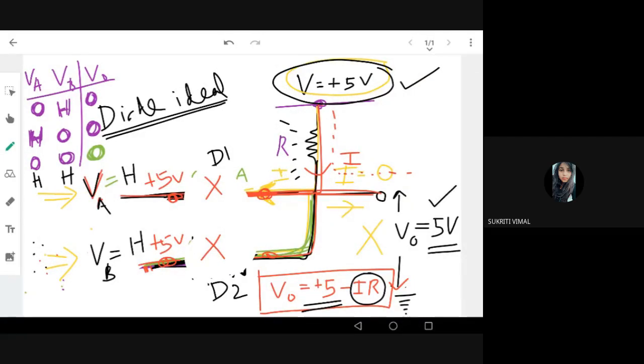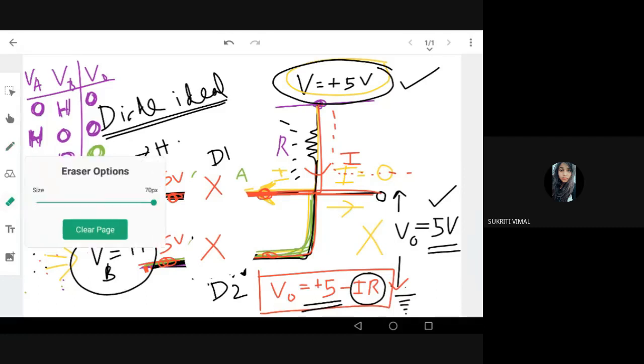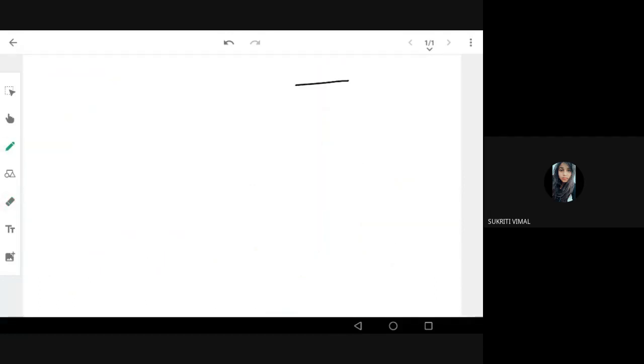So the last case is if VA is high and VB is high, my V output is high, right? If we convert high to 1 and low to 0, we can understand that this is nothing but an AND gate.